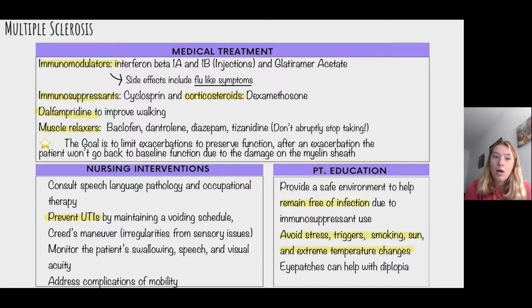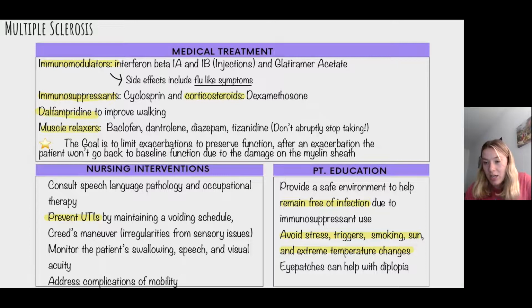So what do we do? Consult speech language pathology and occupational therapy. These patients might need a little bit of help doing their ADLs. Again, a big one for these is preventing UTIs. We talked about their issues with perception. They might not know when they need to go. So we want to teach them to maintain a voiding schedule. If they can't tell when they need to pee on their own, okay, let's make sure you're going to the bathroom frequently just to try.